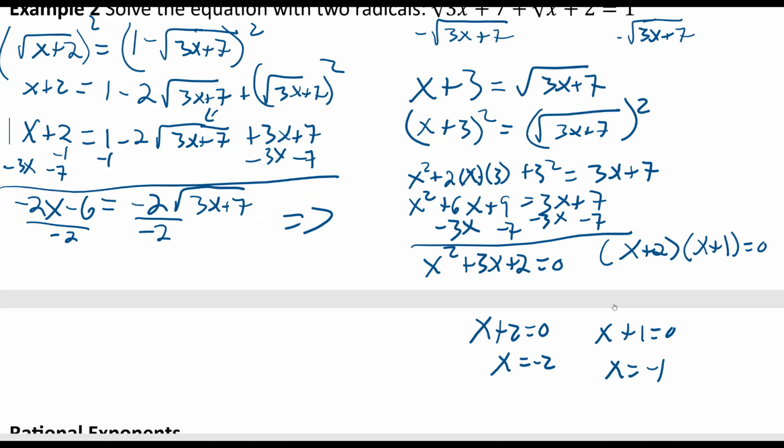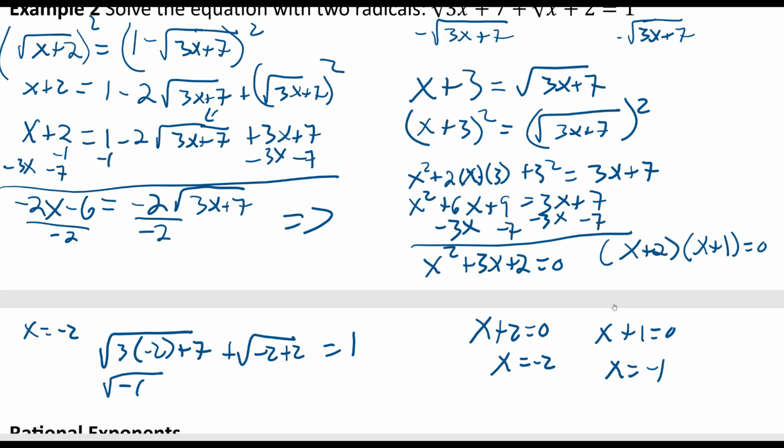Now we're going to check these in the original. So for x equals negative 2, we have the square root of 3 times negative 2 plus 7 plus the square root of negative 2 plus 2, and is that going to be 1? So 3 times negative 2 is negative 6. Negative 6 plus 7 plus 0 equals 1. Yep, so the square root of 1 is 1. That works.